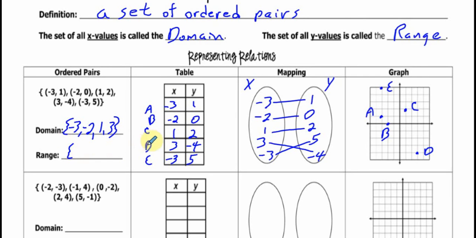Range, it's all my y's. Normally written in lowest to highest order. So I'm going to start actually with -4. My next highest value is going to be 0, then 1, 2.